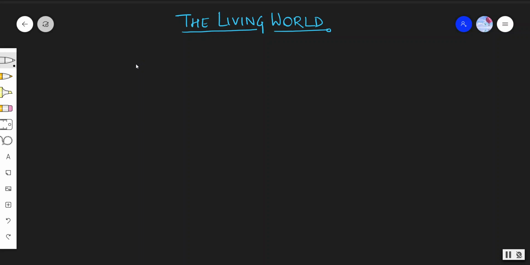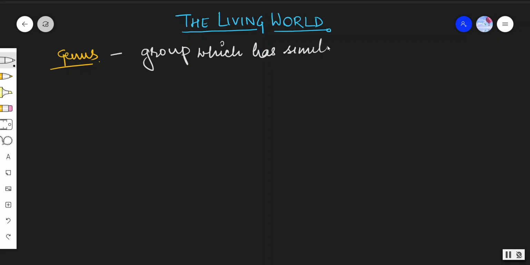Continuing with that topic, today we are starting from the genus. So what do you mean by genus? Genus is a group which has similar species.